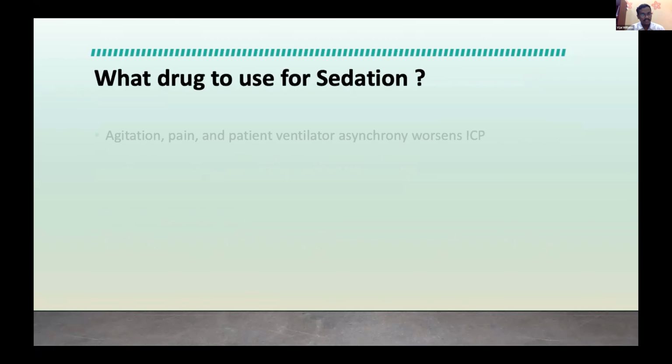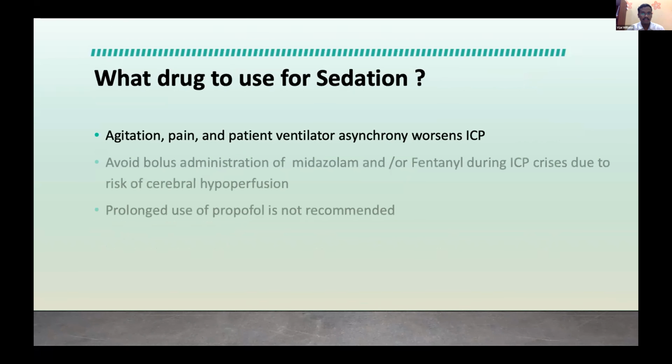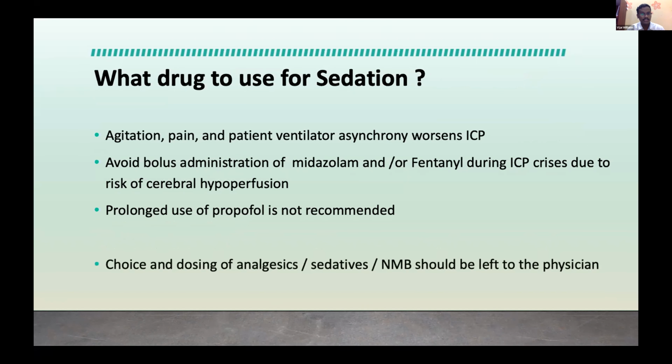Which drug to use for sedation? Any stimuli, be it agitation, pain, or ventilator asynchrony, can worsen ICP. We need to avoid bolus administrations of midazolam or fentanyl during ICP crisis, as this may cause hypotension and worsen cerebral hypoperfusion. Better to avoid propofol, as it can again cause hypotension during prolonged infusion and metabolic acidosis. The current recommendation says that the choice and dosing of analgesics and sedatives have to be left to the local physician. What we commonly use is a combination of midazolam and fentanyl.